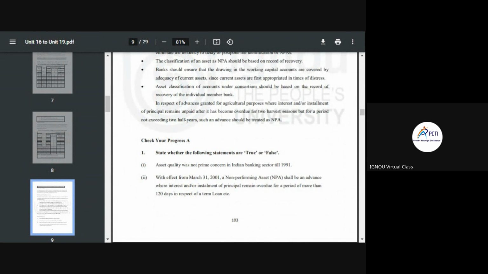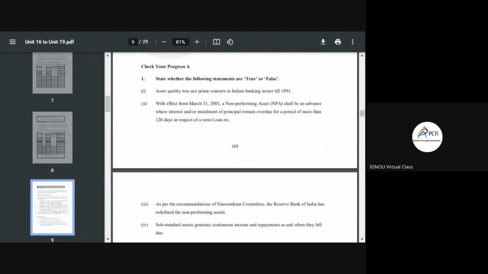So basically, in respect of advances guaranteed or granted for agriculture purposes where interest and or installment of principal remain unpaid after it has become overdue for two harvest seasons, but for a period not exceeding 2.5 years, such an advance should be treated as NPA.